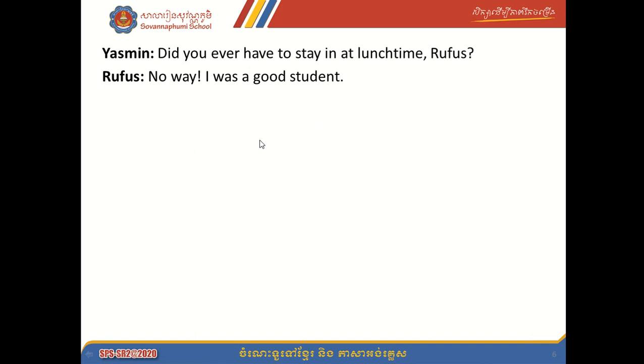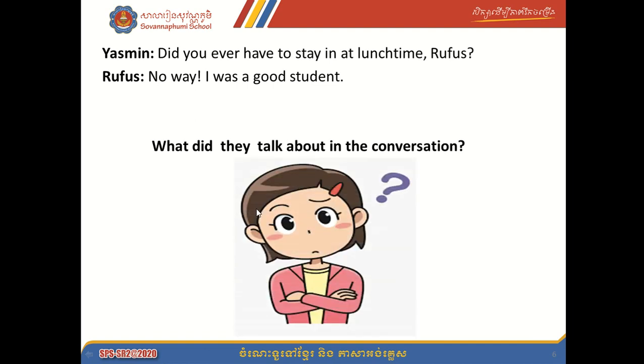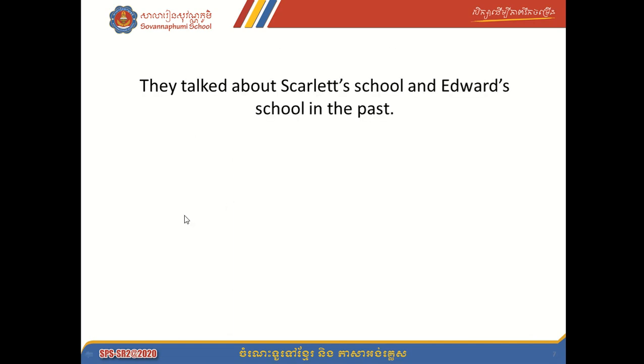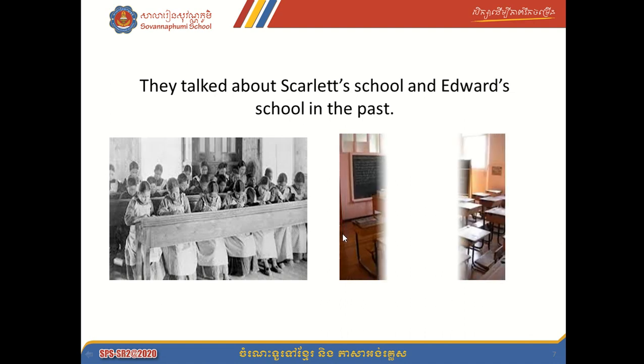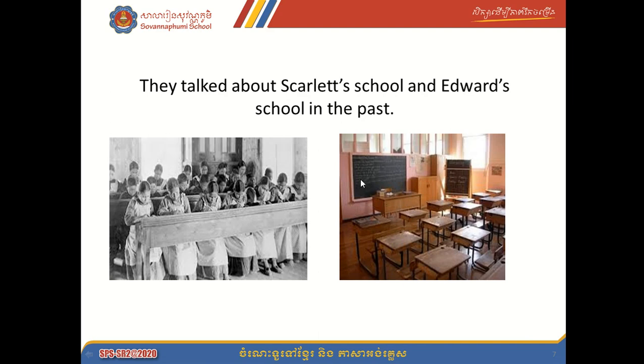Okay, so this is the end of their conversation. After we read the conversation, what did they talk about? Let's think. What did they talk about in the conversation? They talk about Scarlett's school and Edward's school in the past. You can see in these pictures that in the past, girls used to wear dresses, and there were chalkboards and chalk in the class.